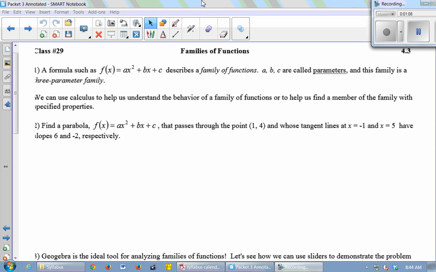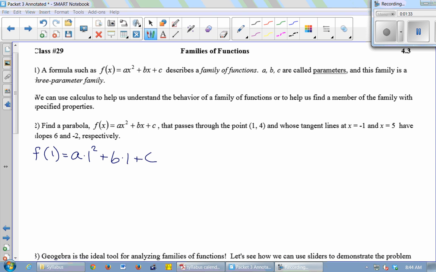What is the fact that it passes through the point (1, 4)? What does that tell us about the member of the family we're looking for? Yeah, if you set x to 1, the output of the function will be 4. So f of 1 will be a times 1 squared plus b times 1 plus c, which is just a plus b plus c, should equal 4.